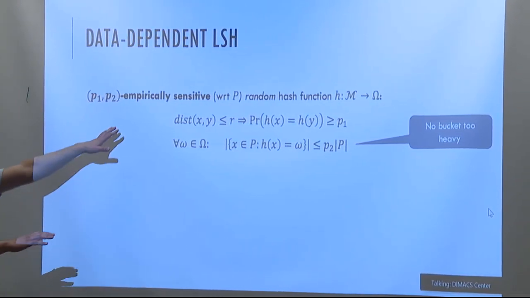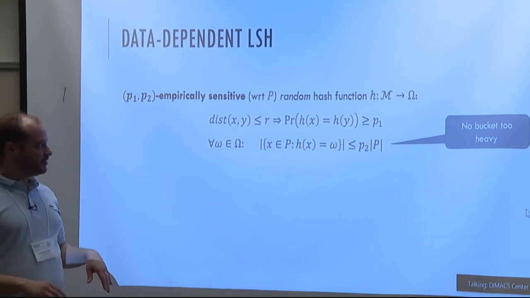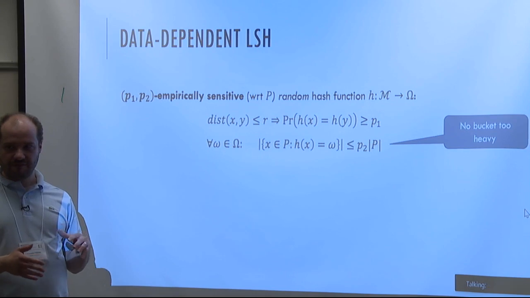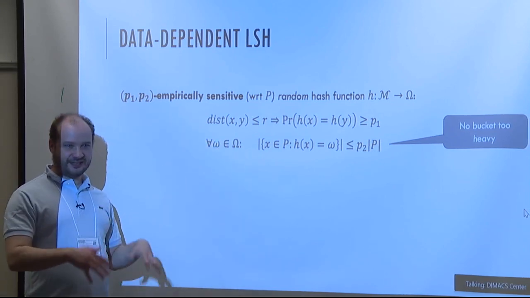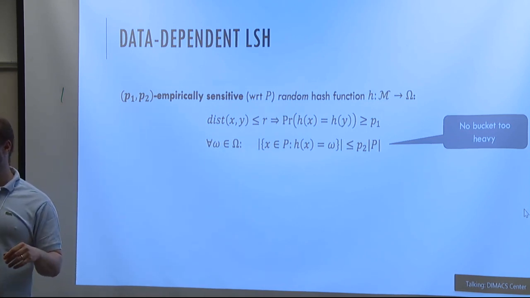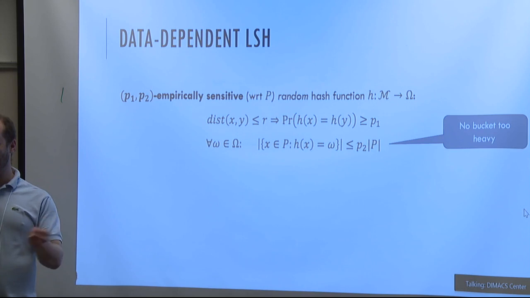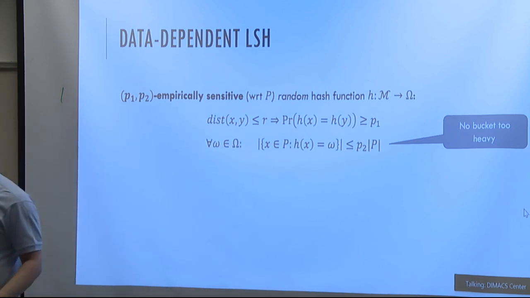So close points collide with good probability, but I never collide too many things into one bucket. Okay, that seems to be like nonsense, right? Because if all the points are close, they will all collide. I mean, not all, but if all the points are close, I have a lot of collisions. So some bucket will be heavy. This doesn't make any sense, right?